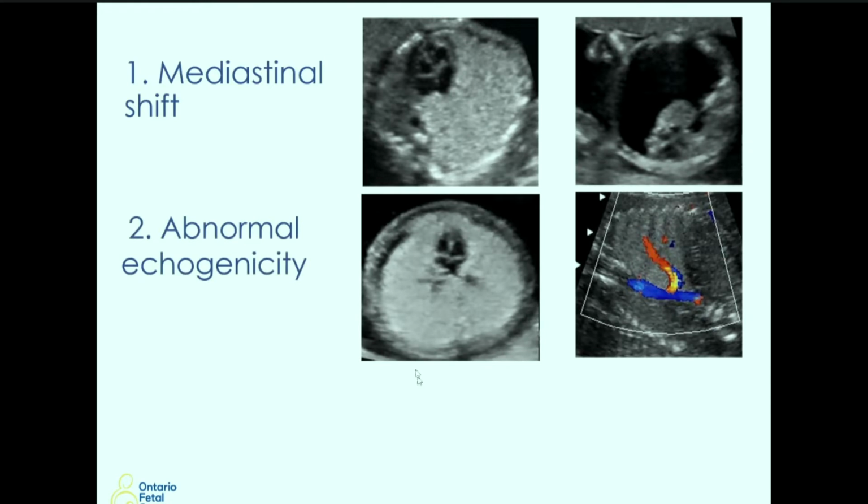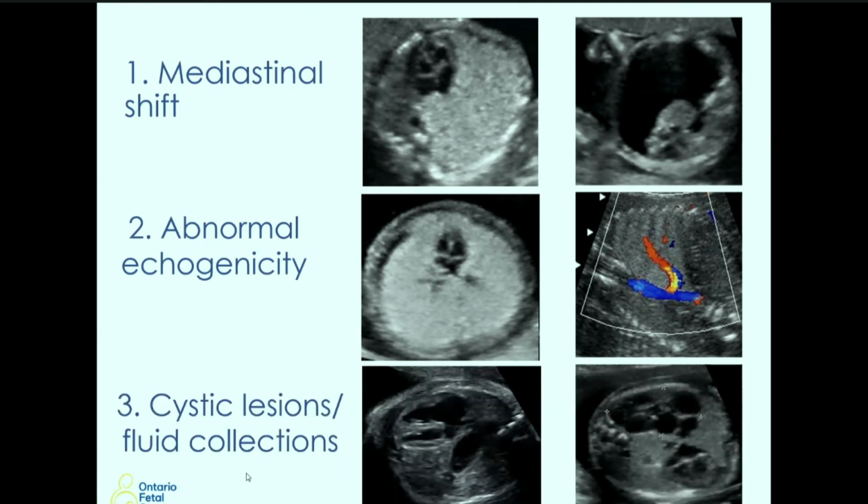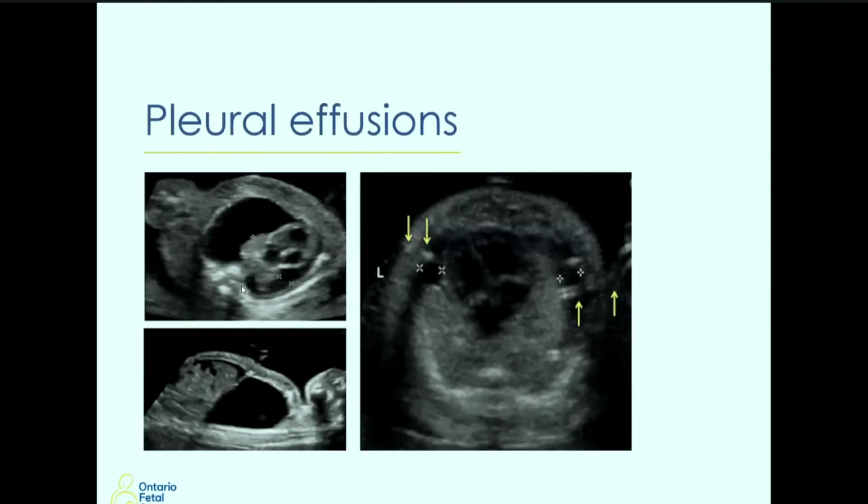The other very important feature that you'll see is abnormal echogenicity. You'll have either hyperechogenic lungs, or hypoechoic or mixed echogenicity. It should normally be very uniform, so if it's not uniform, then something is going on. The other important piece is the finding of a cystic lesion or fluid collection in the chest. Again, if you see something like that, it is usually suggestive that there's something else going on. So we'll start with pleural effusions.